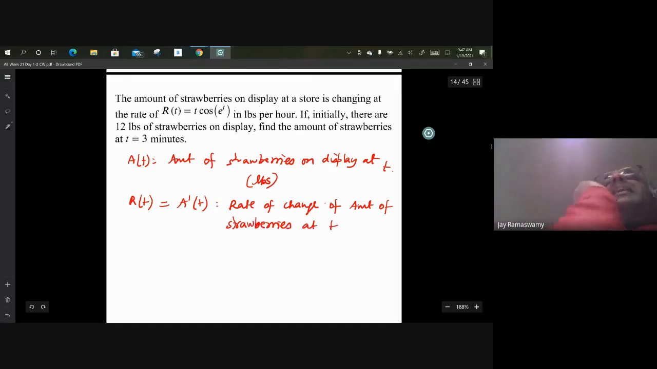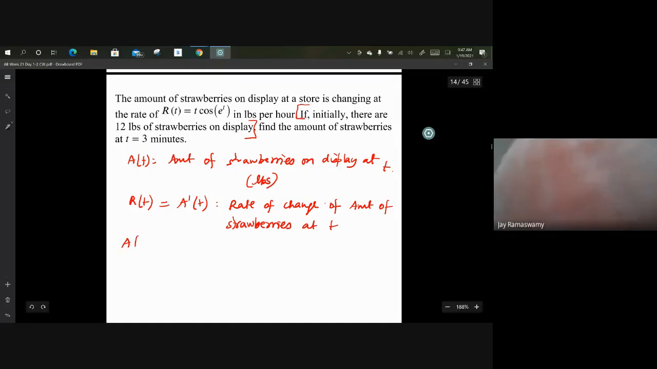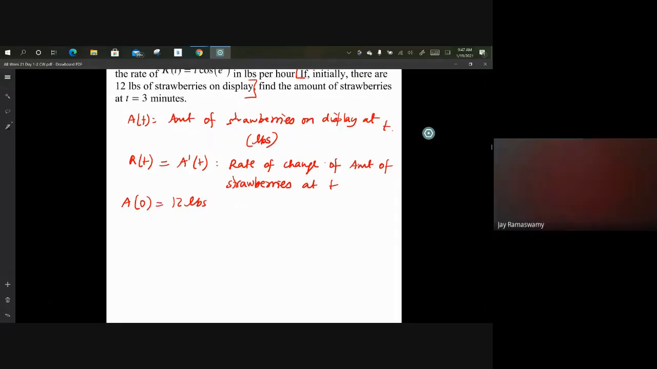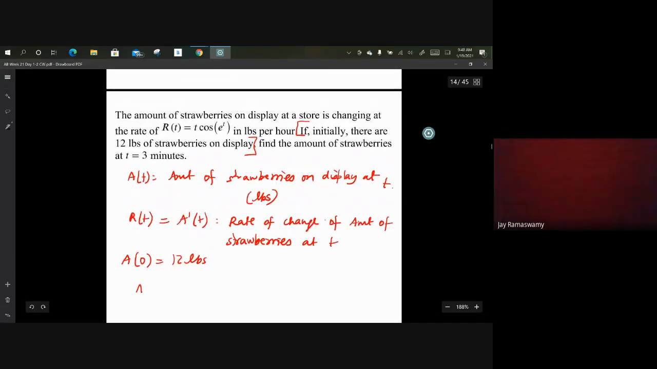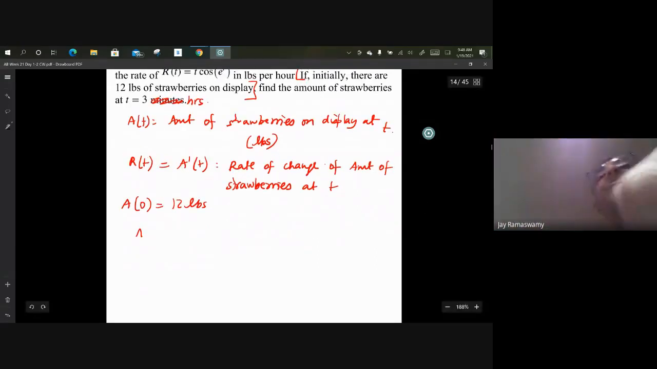And then they say, guys, read this paragraph. How do we interpret this? A of 0 equals 12 pounds. And the question says, find the amount of strawberries at 3 minutes. Oh, that's a typo, that's supposed to say hours. So both are in hours. Those of you reading carefully saying, hey, that's pounds per hour, how can it be 3 minutes? So we need A of 3, guys.